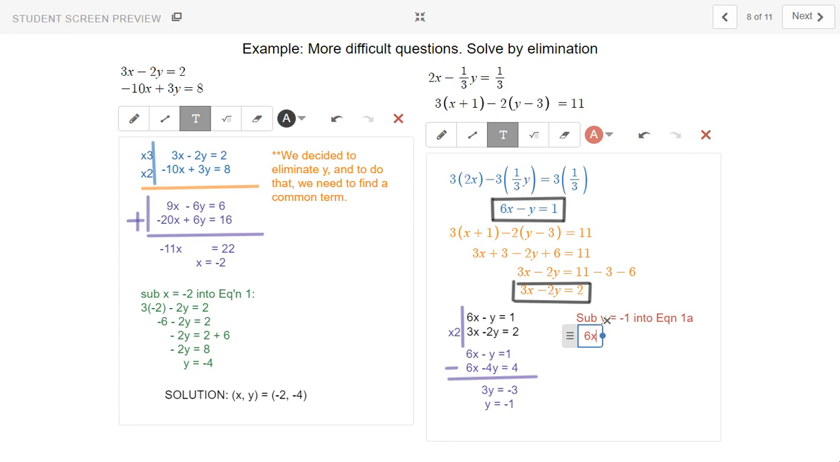So 6x minus 1 is equal to 1. 6x plus 1 is equal to 1. And we have 6x is equal to 0, or 1 minus 1. 6x is equal to 0, and x is equal to 0. The solution that we have, x and y is equal to 0 and negative 1.